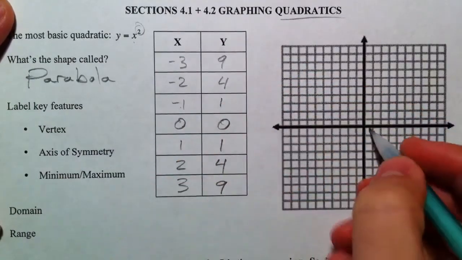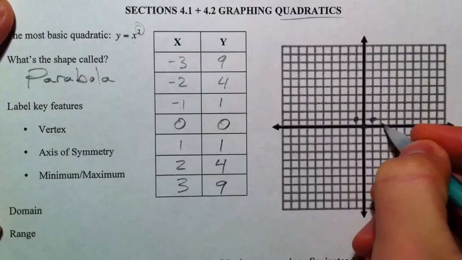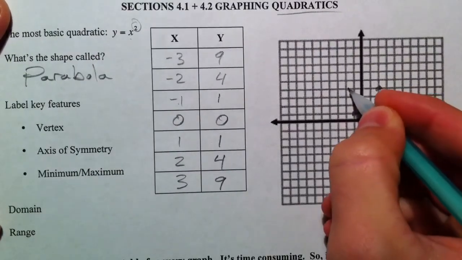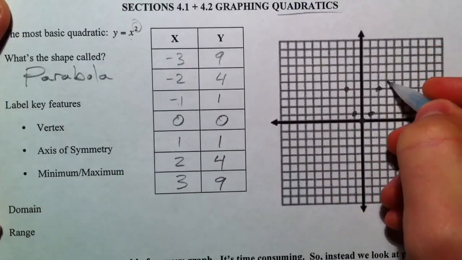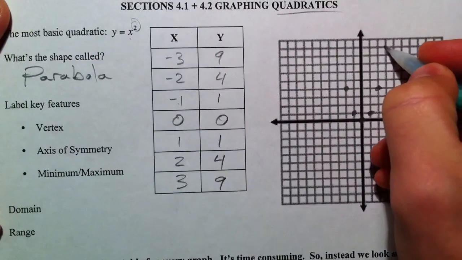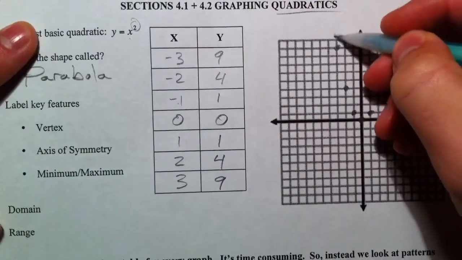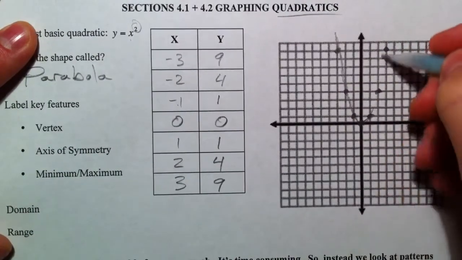So we can plot these points. 0, 0, 1, 1, negative 1, 1, 2, 3, 4. You can plot these points. And most of you are familiar with this shape already. 4, 5, 6, 7, 8, 9. And so you can connect this with a smooth curve, and that is your parabola.